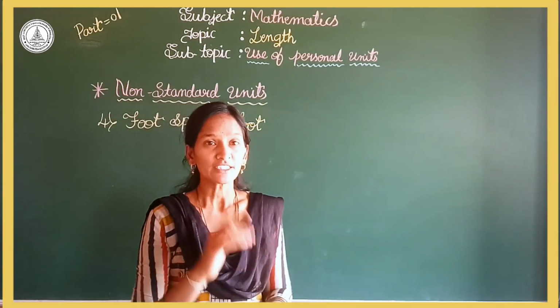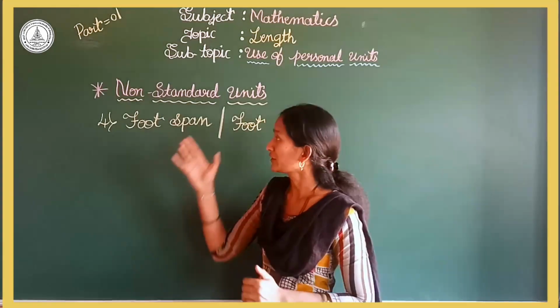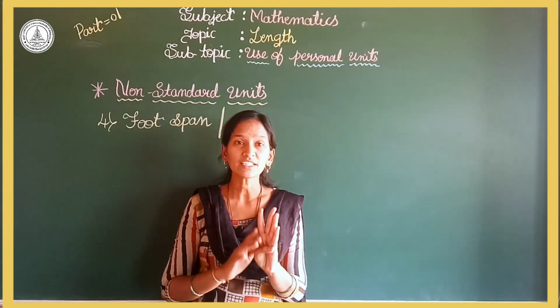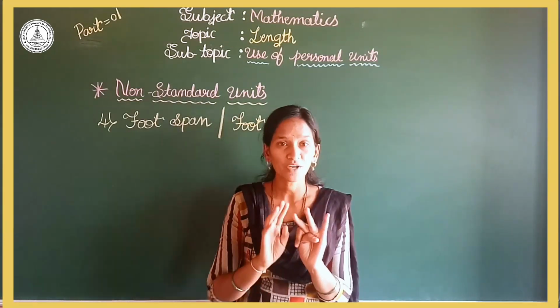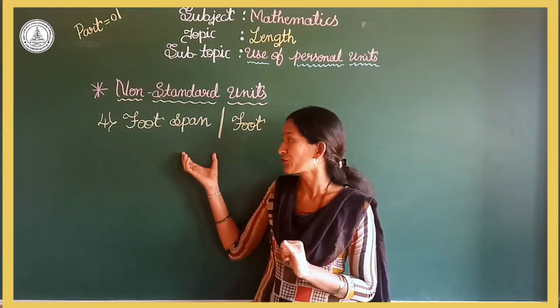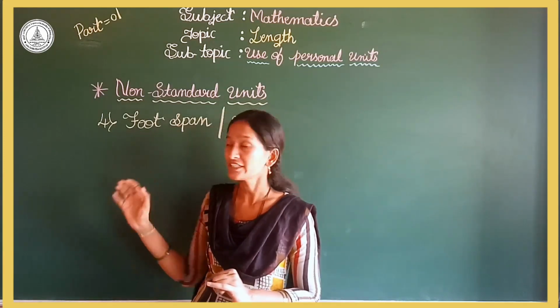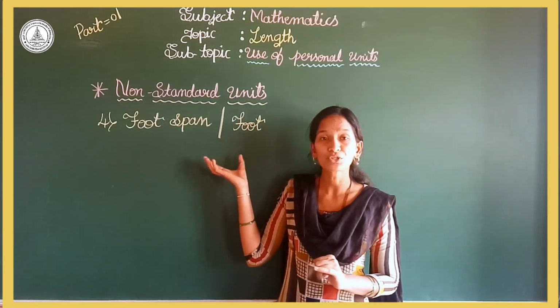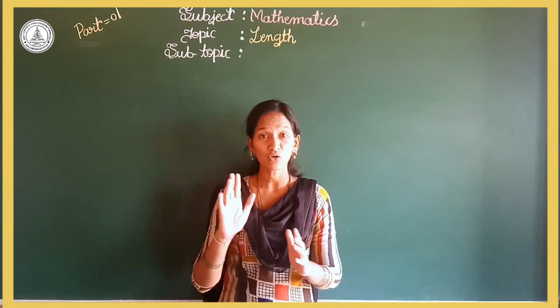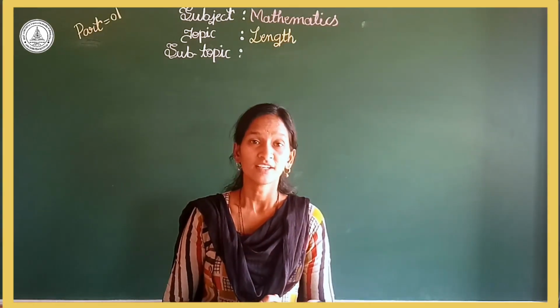So my dear ones, in this class you learned about non-standard units. The first one is hand span. The second one is a cubit. The next one is a finger span or fingers. And the last one is a foot span or a foot. So these are called non-standard units of measurement. Students, until now you learned non-standard units of measurement, right?